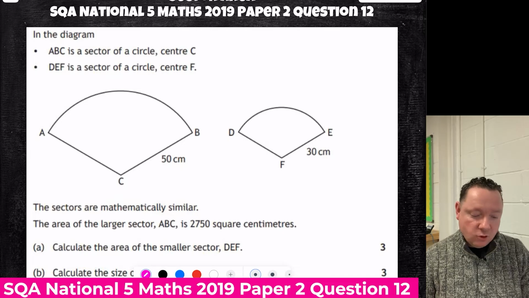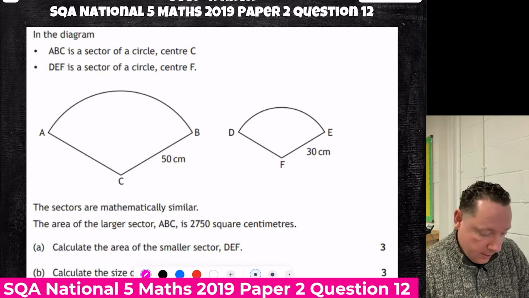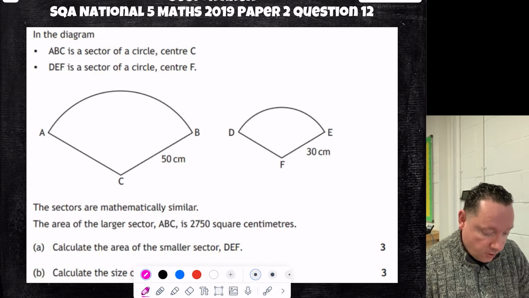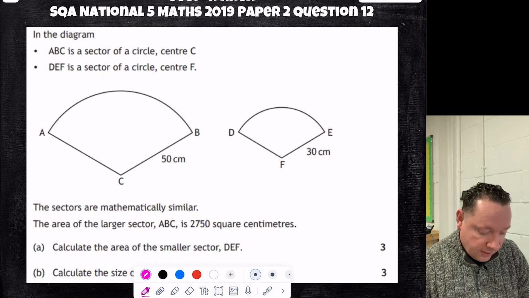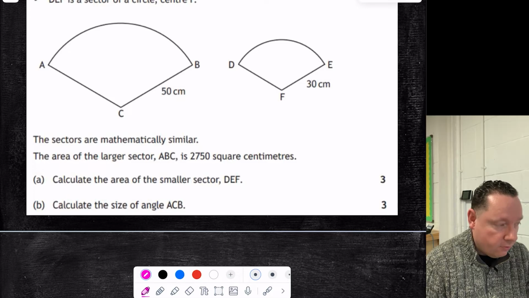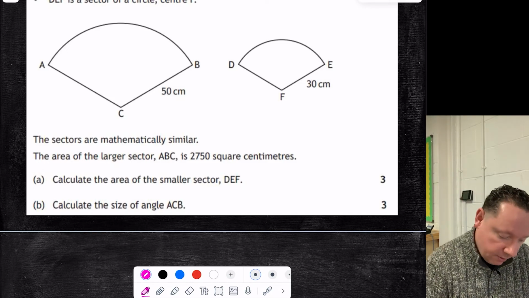National 5 Maths 2019 Paper 2 Question 13 on sector area and similarity. It says in the diagram that sector ABC is a sector of a circle with a centre C, and DEF is a sector of a circle with a centre F. The sectors are mathematically similar. It says the area of the larger sector is 2750. Find the area of the small sector. So we're using area scale factor. So we need to find the linear scale factor first and then find the area scale factor.